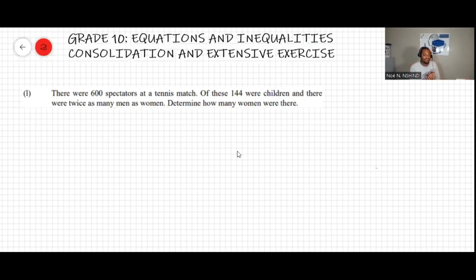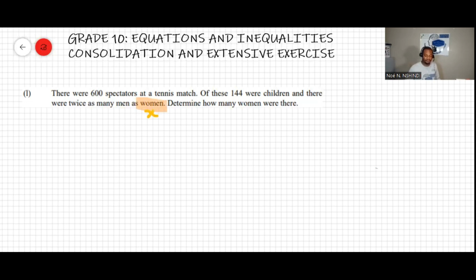Well, we have a question here. The question is that there were 600 spectators at a tennis match. Of these, 144 were children, and there were twice as many men as women. Determine how many women there were. All right. Let's say we're looking for the number of women. Let's say the number of women here is just x.